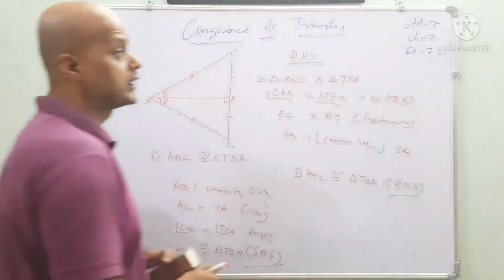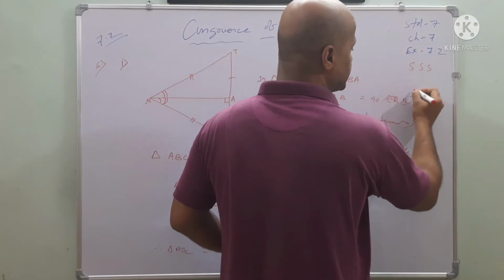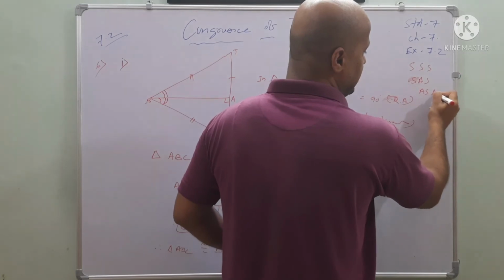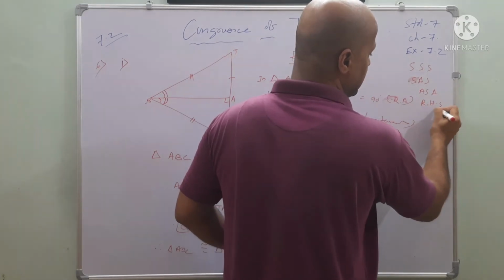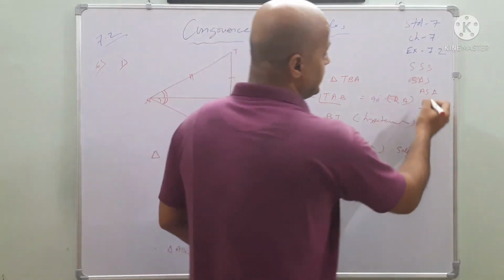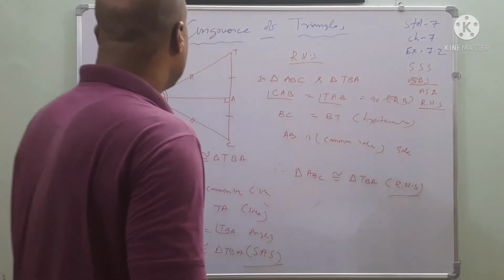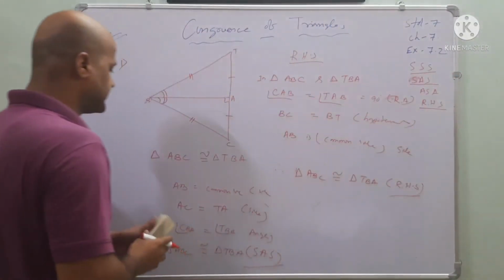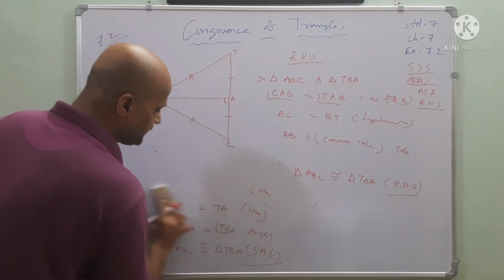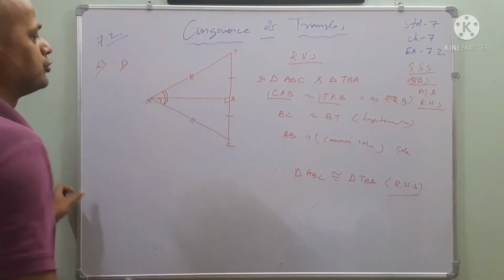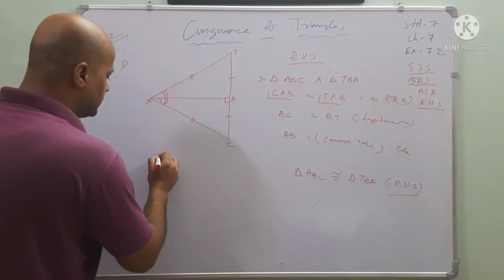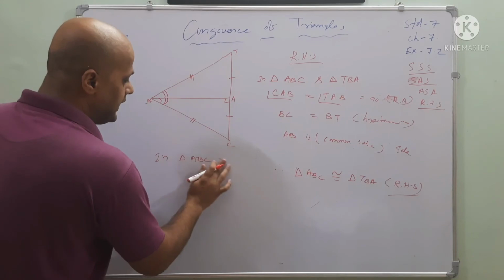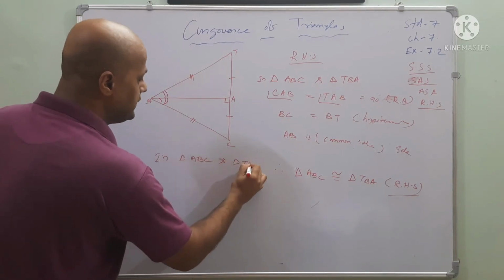Anything else? We know that 4 rules are there. SSS and SAS, then ASA, then RHS. RHS is proved? Yes or no? SAS is proved. Now side. Yes. Go for the side. SSS rule. Let's go for SSS rule. Okay, so I just erase this one. 3 sides are required. So write down again in triangle ABC and triangle TBA.